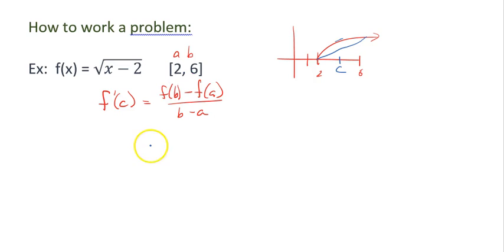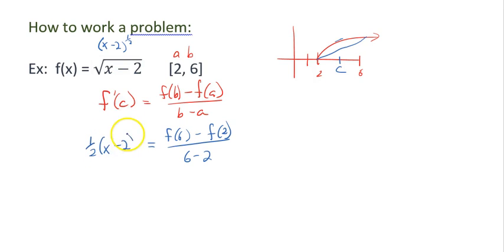I know b and a, so I'm going to plug those in. So f of 6 minus f of 2 over 6 minus 2. I don't know what c is, but I can take the derivative, f prime. You just remember that x minus 2, when it's under a square root, is to the 1/2 power. So I'm going to say 1/2 x minus 2 to the negative 1/2. Except I'm going to change that to a c because we are supposed to be using c when we're doing this mean value theorem.